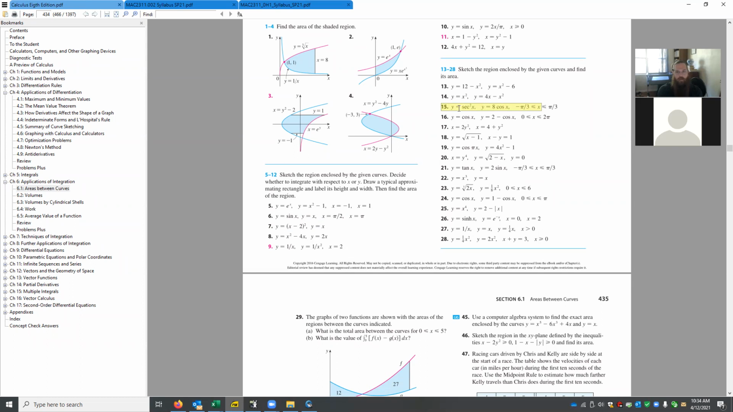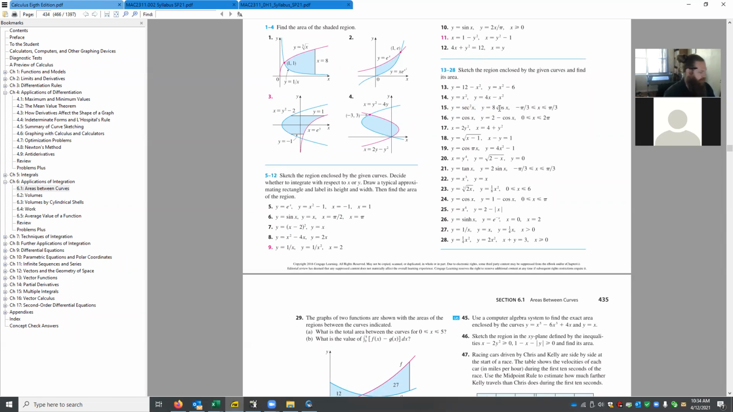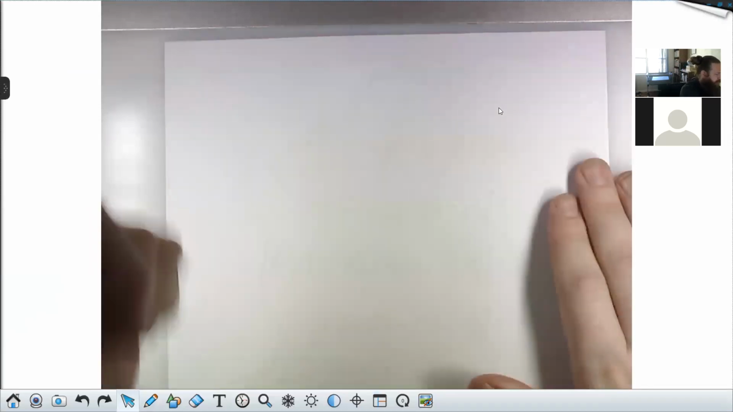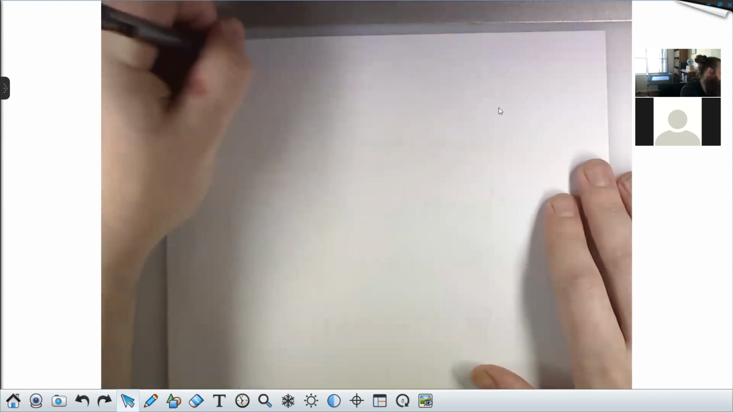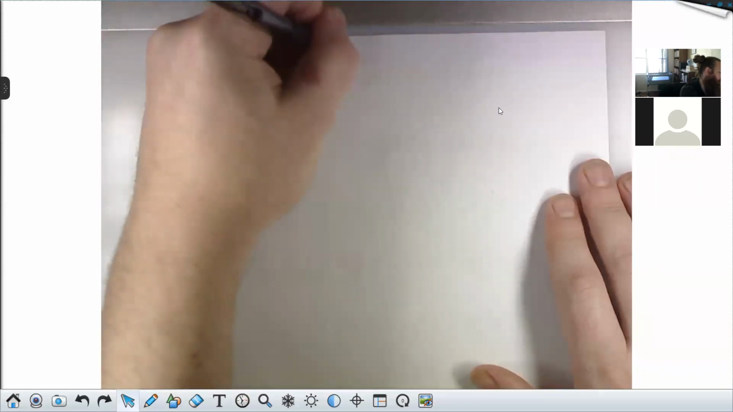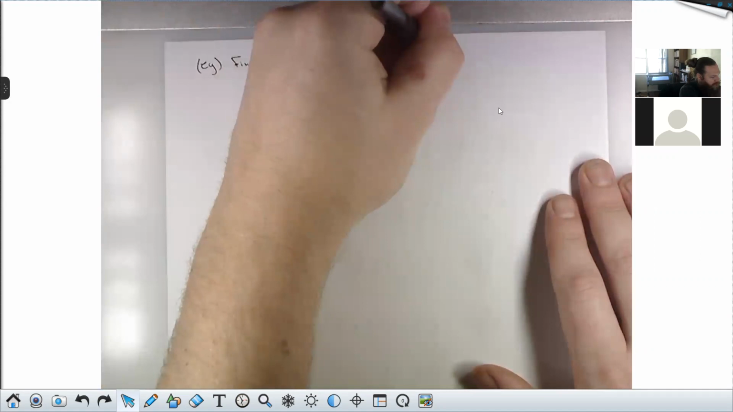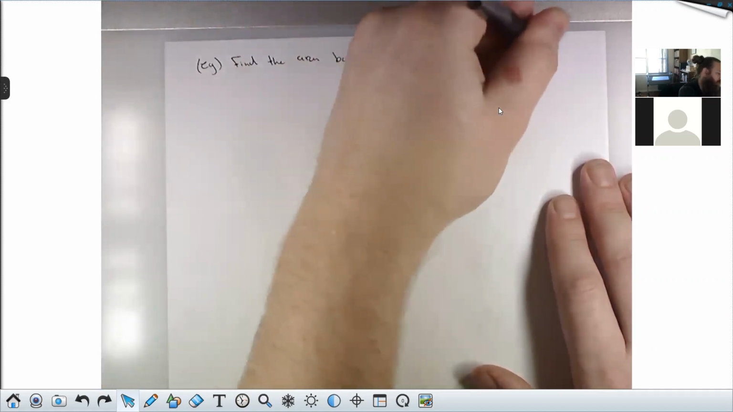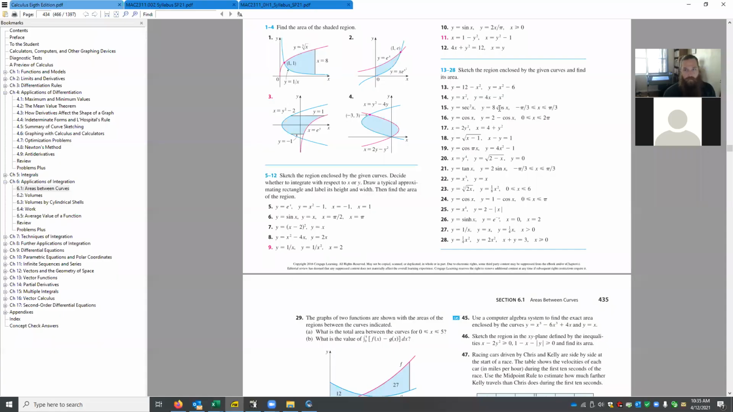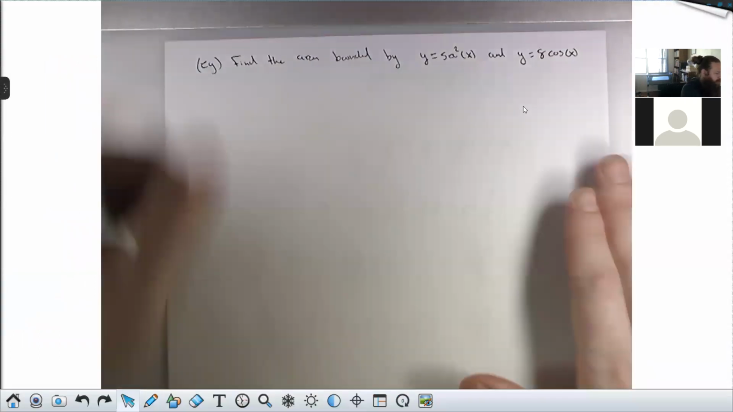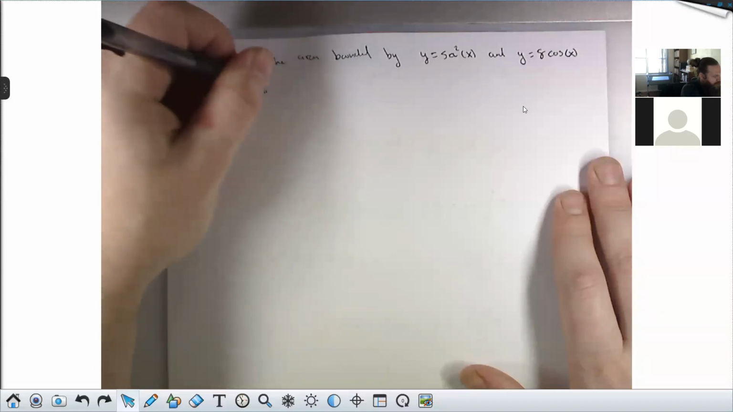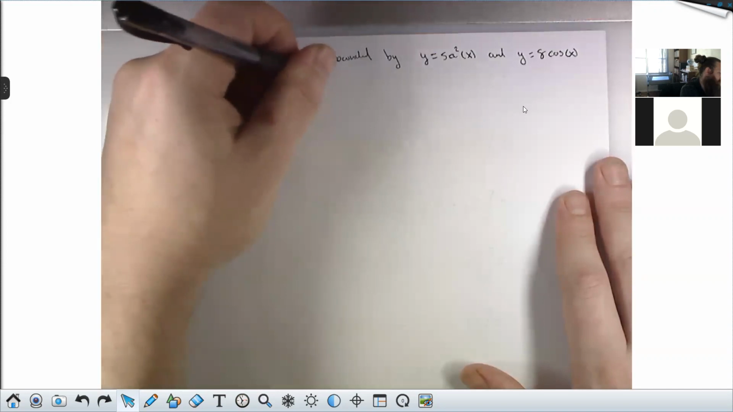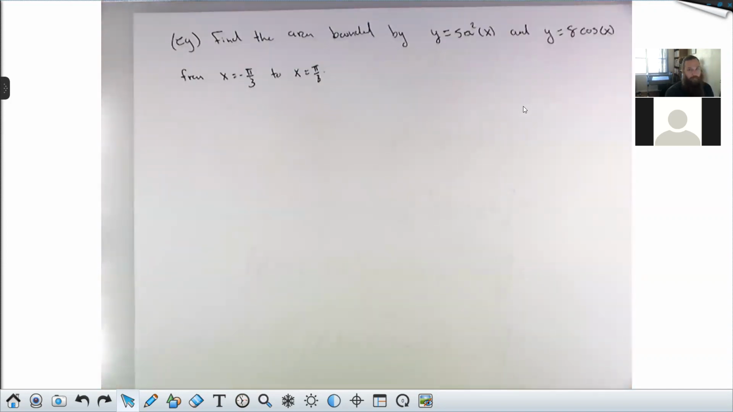How about 15? Here we want to find the area of the region enclosed by y equals secant squared of x and y equals 8 cos x. Let's take this the same way we have been. Find the area bounded by y equals secant squared of x and y equals 8 times the cosine of x. And they specify from -pi/3 to pi/3. Okay.